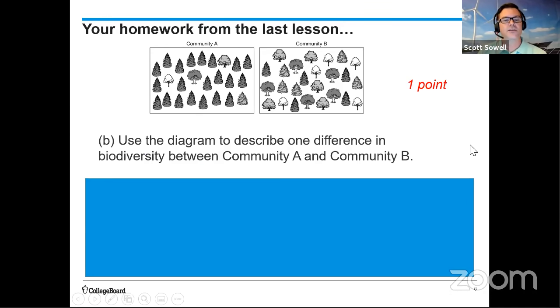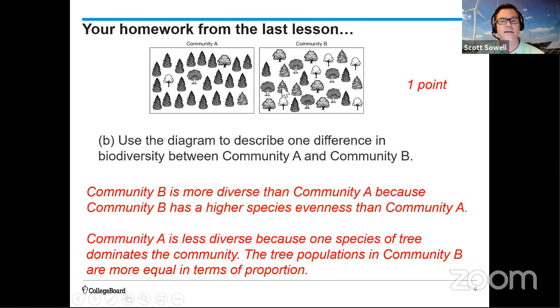The second part says use the diagram to describe one difference in biodiversity between community A and community B. Well, if I just look at these two communities, I see that there are 5 different species of trees here and 5 different species of trees here. So the species richness itself isn't that different, the number of different species, but their abundance is. And so the correct answer would be something like community B, here on the right, is more diverse than community A because B has higher species evenness than A.